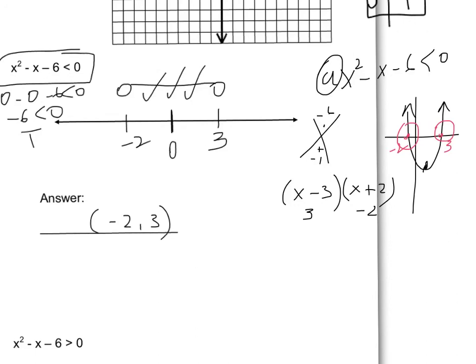Now, since they want this y to be less than 0, you are interested in the part of the graph that's below the x-axis. So this is how you know that you want from negative 2 up till 3. So the interval would be negative 2 to 3 with parentheses, since negative 2 and 3 are not included.